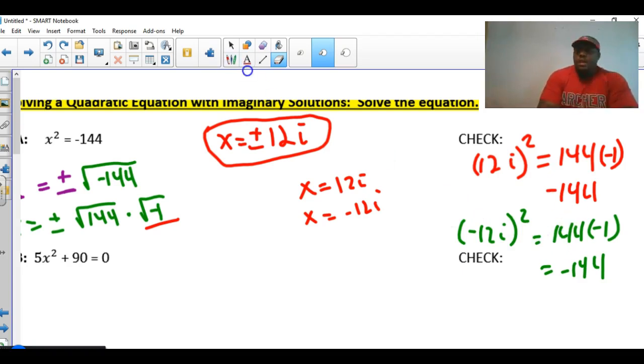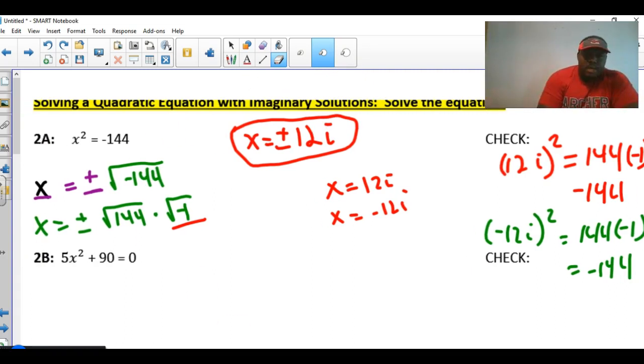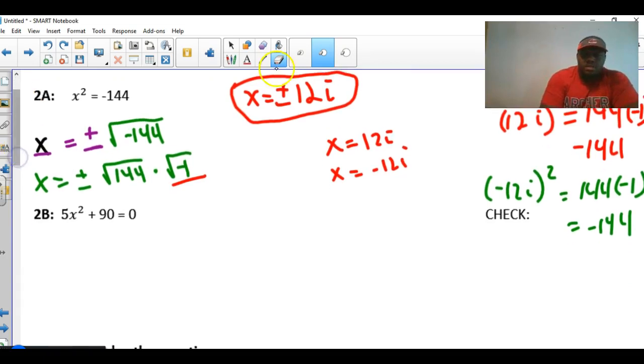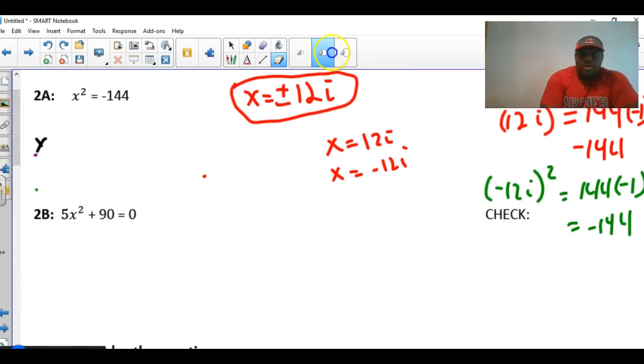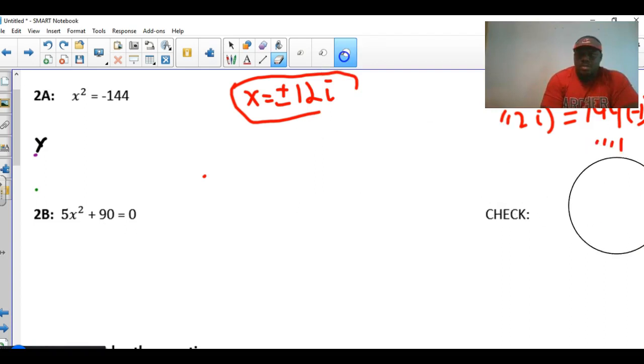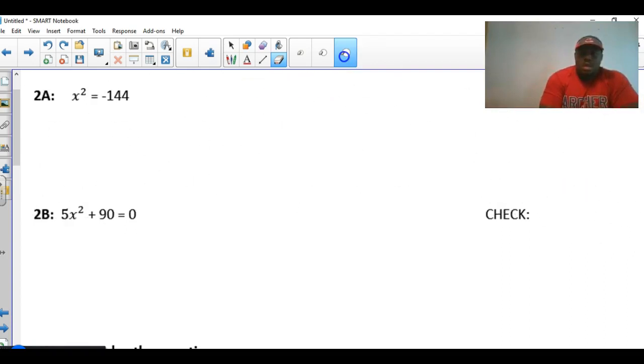Okay. Good habit right there to check yourself, guys. The reason you do that is just to see if you made an error somewhere. Check yourself. Good practice right there. Another example right here, 2b. We'll get rid of this so I can have some more space. All right, 2b.